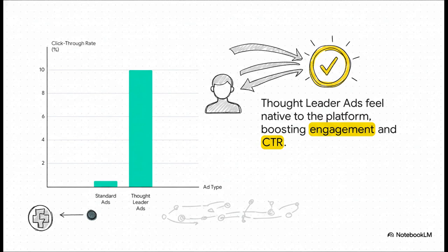And this slide right here, it's a total game changer. A standard ad you run from your company page, you'll be lucky to get a 0.5% click-through rate. But thought leader ads, which are run from the personal profile of an executive or an expert at your company, can see CTRs over 10%. So why the massive difference? It's because they feel native to the feed. People on LinkedIn want to connect with other people, not with faceless brand logos.